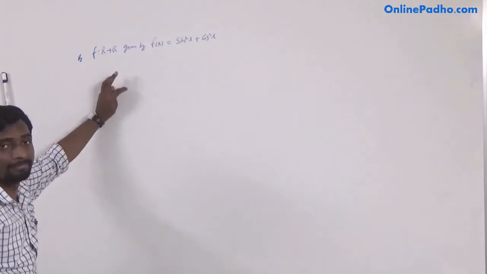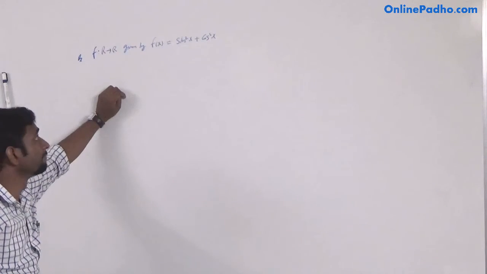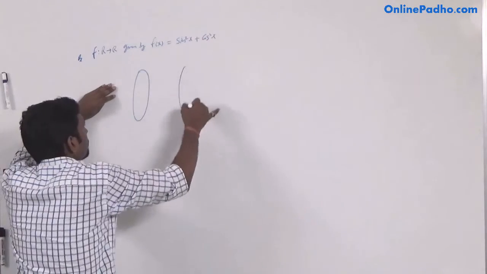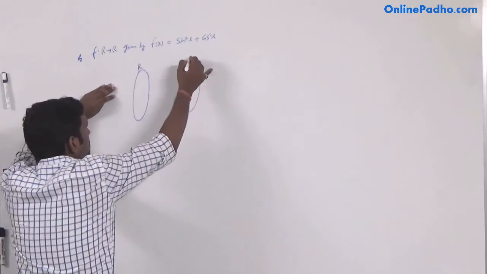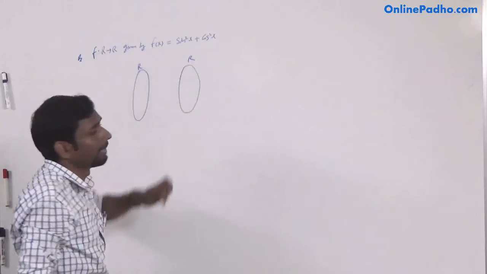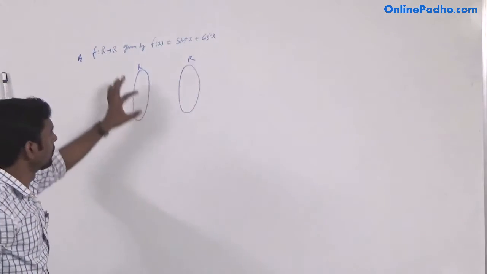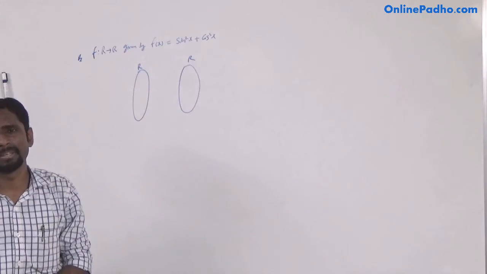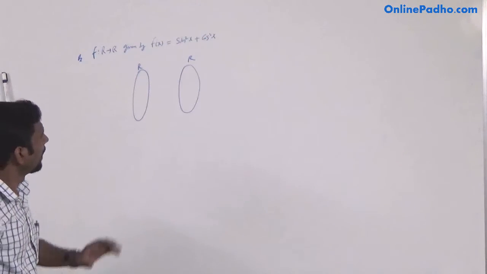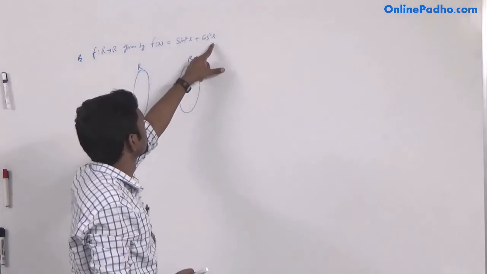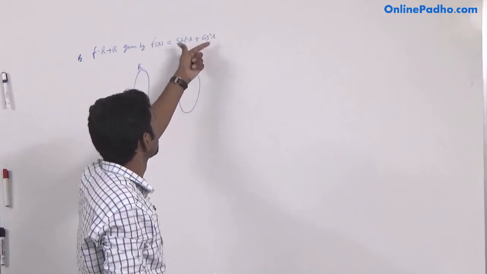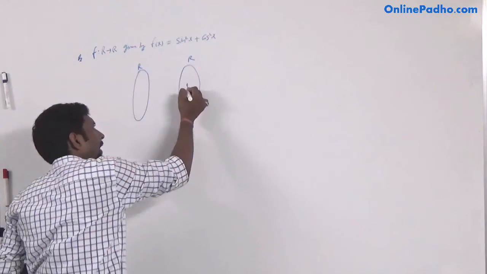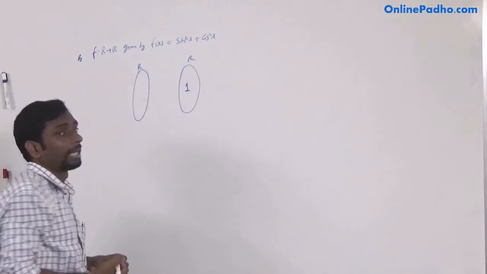Is it injective or not? Let us see. Try to consider two real numbers which have the same image. If you find two real numbers having the same image, you can say that it is not an injective function. Very simple. For every real number x, the value of sin square x plus cos square x will always be 1. So there is one single element 1 in the range.